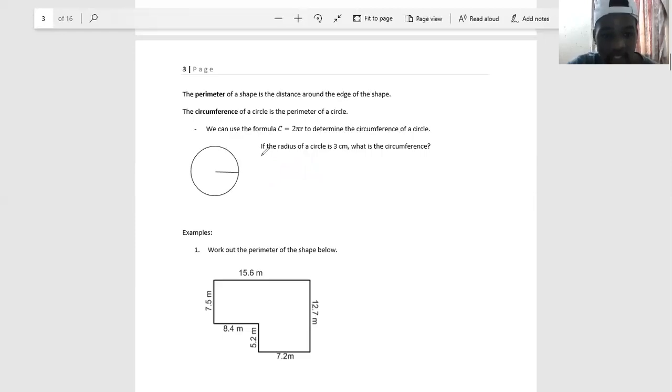So we are given that the radius of the circle is 3 centimeters, and then we are required to calculate the circumference. So it would be 2 multiplied by pi multiplied by r.